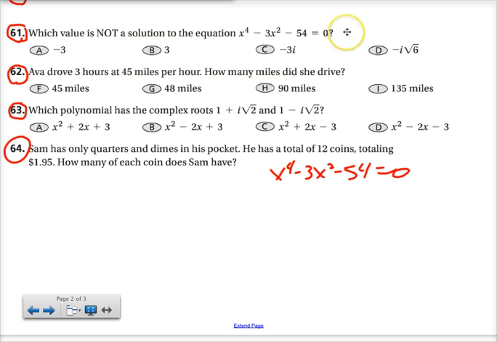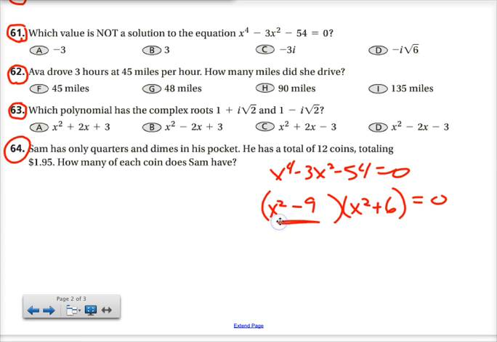So I take a look at it. There's no common monomial factor. I look for a perfect square trinomial, but negative 54 is not a perfect square. So just like the last problem, I'm trying to figure out two numbers that multiply to negative 54 and add to negative 3, and that will be negative 9 and positive 6.